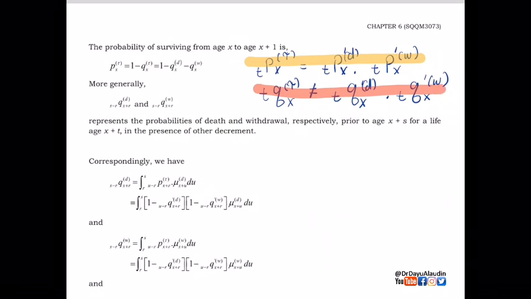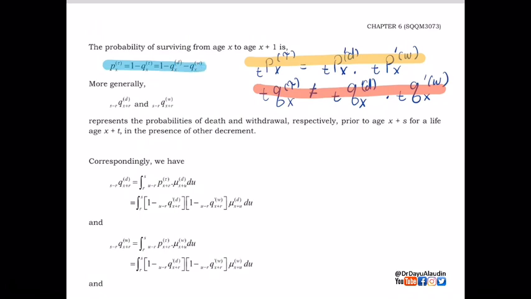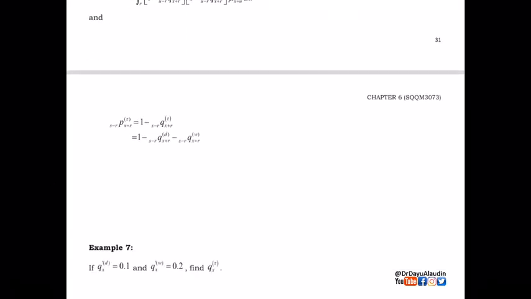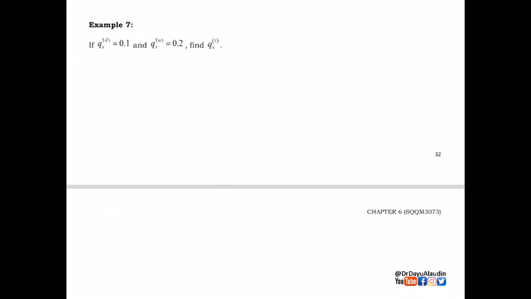Okay, so how to find tqx^(tau)? We use this formula. Or you can find tpx^(tau) first, and then just use 1 minus qx^(tau) is equal to 1 minus tpx^(tau). It's easier. I recommend that way. So now we try to solve example 7.